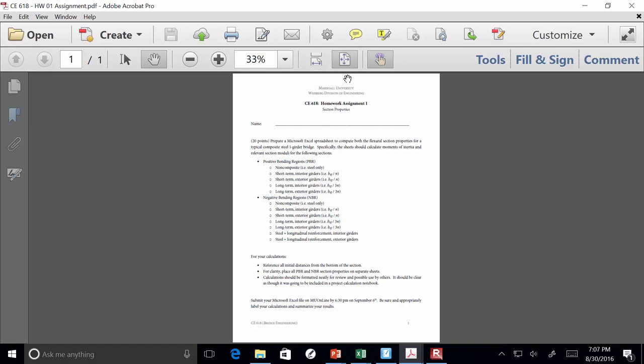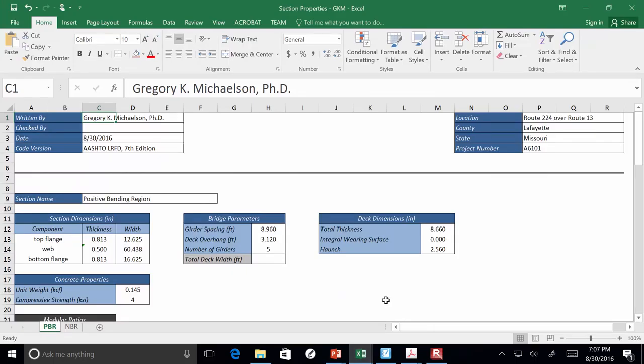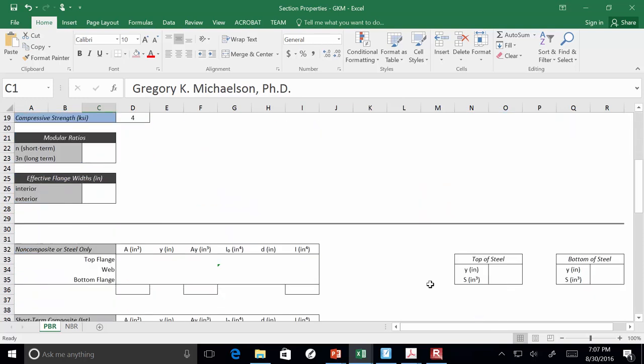One big thing is the calculation should be somewhat neat. I mean, I've been doing it pretty rough here on the board. I'm going to show you something real quick. This is a template I made up. It isn't anything massively special, just something I came up with. I've got the heading that you would see on a typical set of engineering calcs. You can see we're looking at the positive bending region. I've got all the section dimensions in, and then I've organized this out.